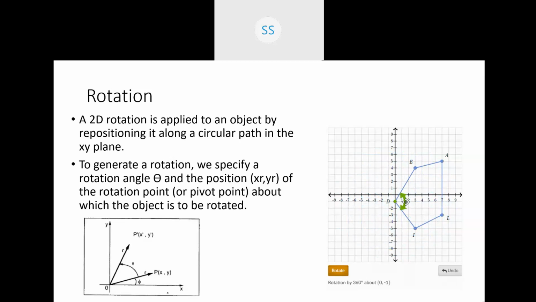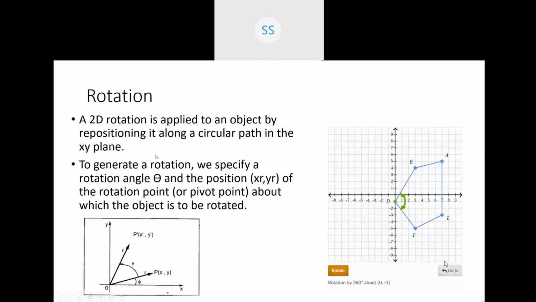We are basically studying two-dimensional rotation. It is applied to an object by repositioning it along a circular path in the xy plane. You can see that the object is moving in a circular path. It is being rotated by a particular angle, along a circular path, and in which plane is it being done? It is done in the xy plane.